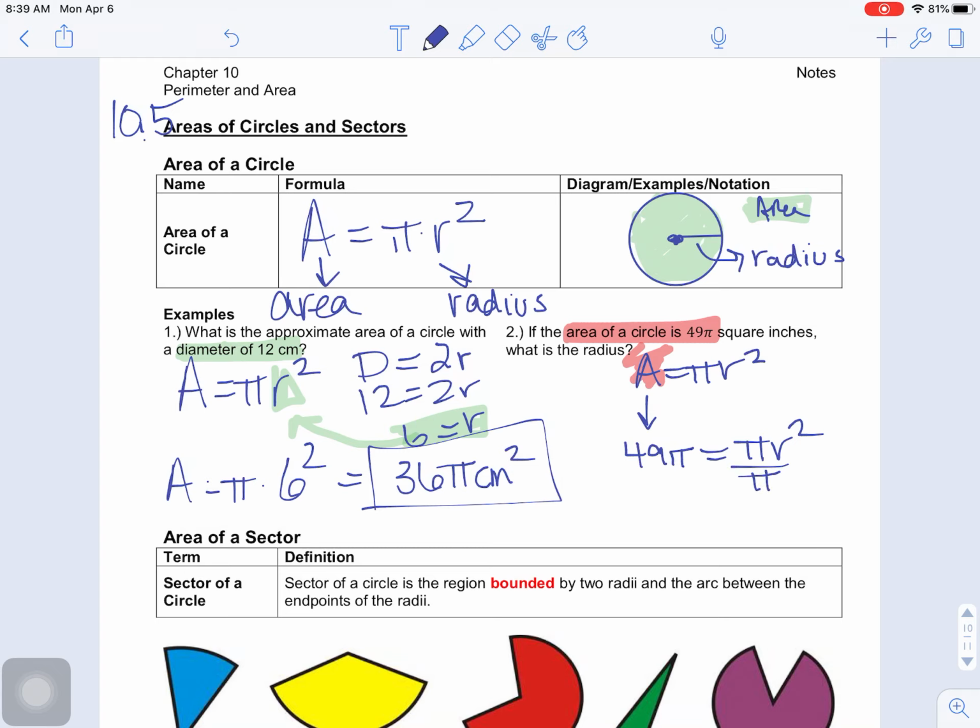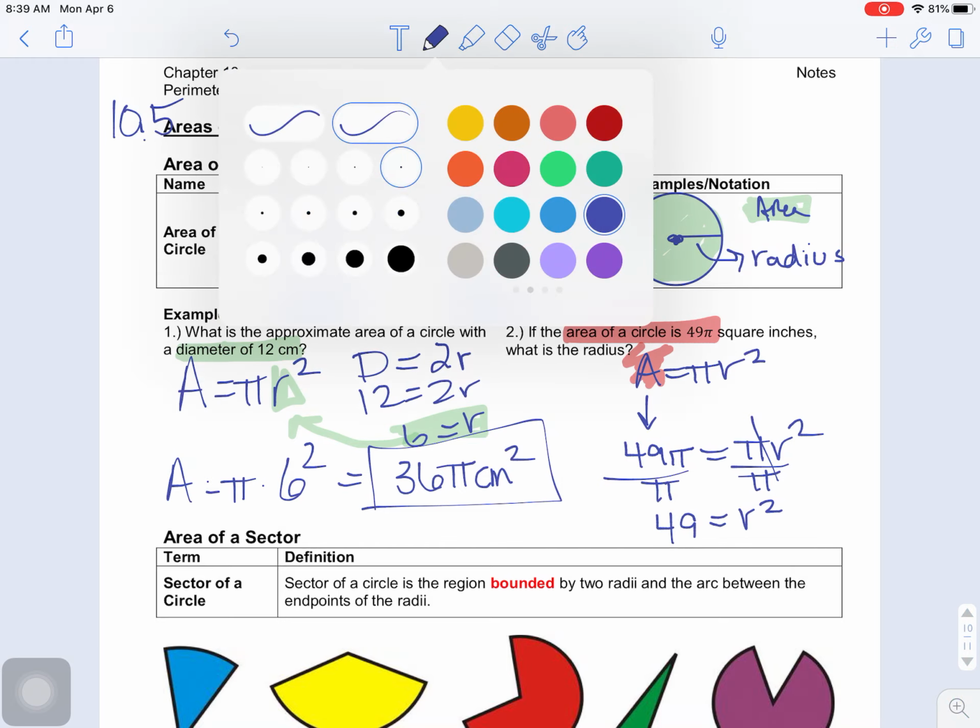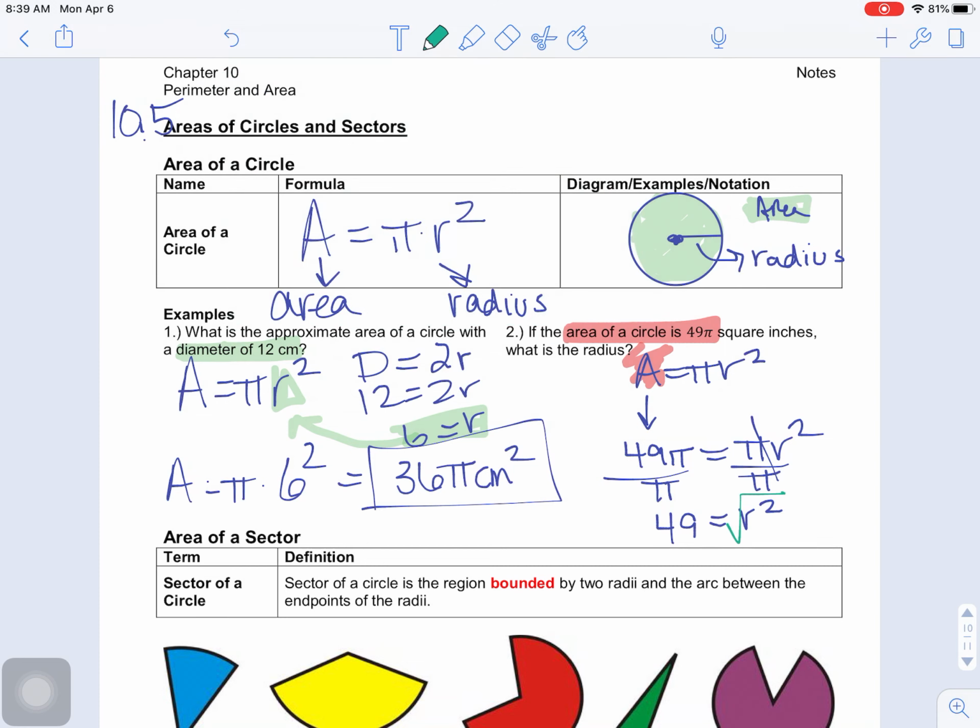Step 1, I'm going to divide out my pi. I'm left with radius squared is equal to 49. How do I undo a square? Well, you take the square root. So the radius is equal to 7 inches.